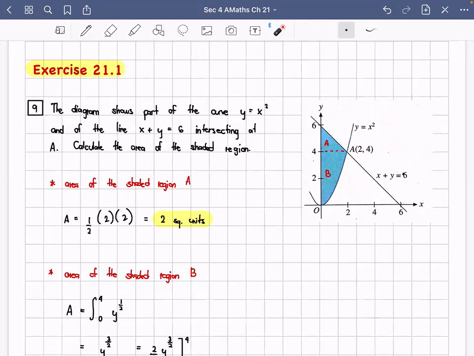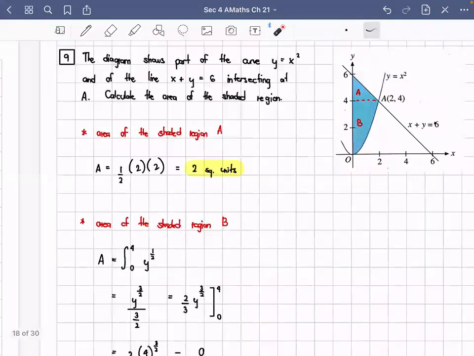Now, I will solve region A and then region B. The equation for region A is very simple. As you will see, guys, this one is a triangle, right? So the base and height of my triangle is basically 2, so this is 2 and then 2. Therefore, the area of region A is equal to 2 square units.